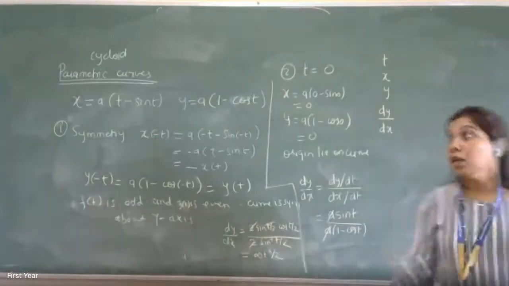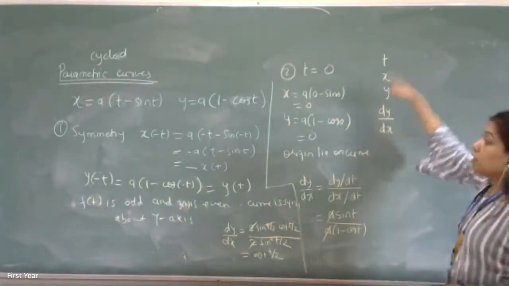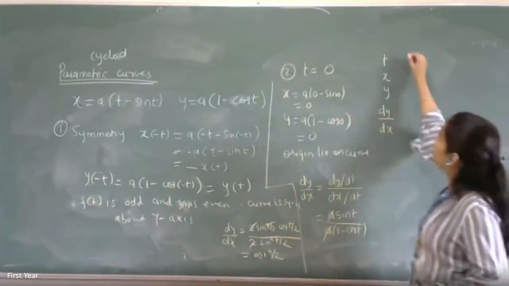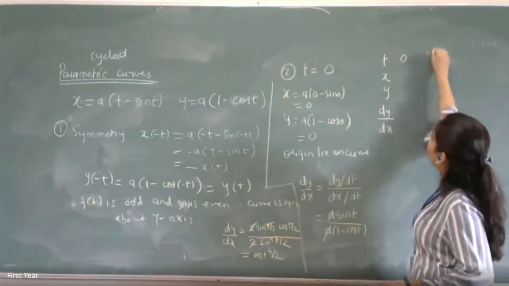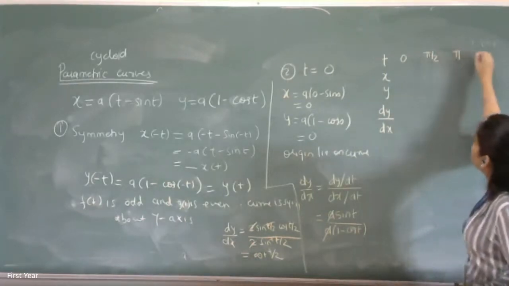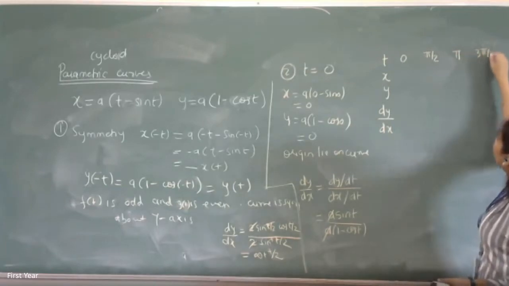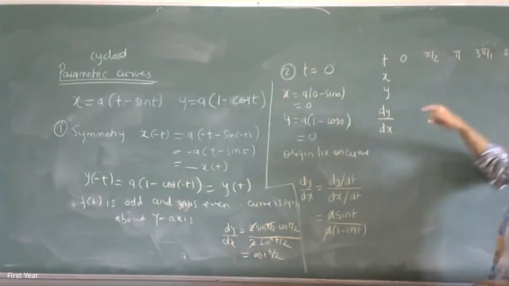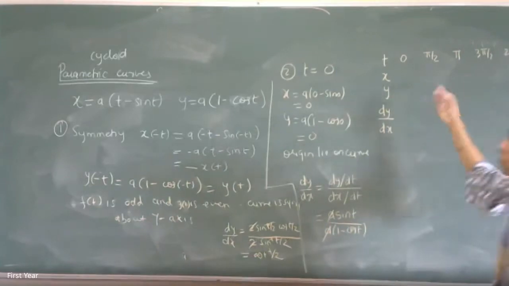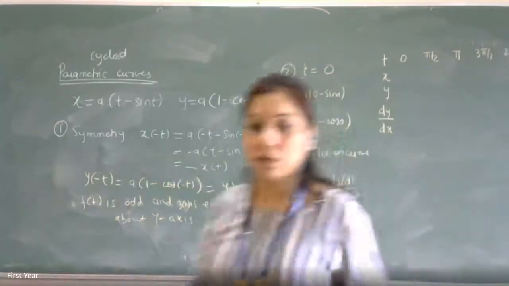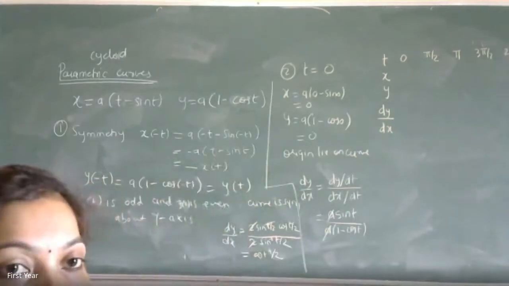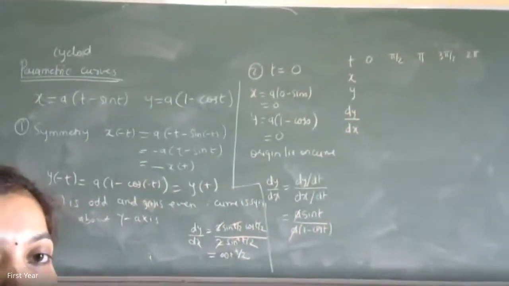Okay. Yes, so let's take now the values of t. Since it is a periodic function, the values of t should be taken in a period of 2 pi: 0, then pi by 2, pi, 3 pi by 2, and 2 pi. Only this can be considered, and after this value it will repeat. Is it okay? Yes, ma'am.